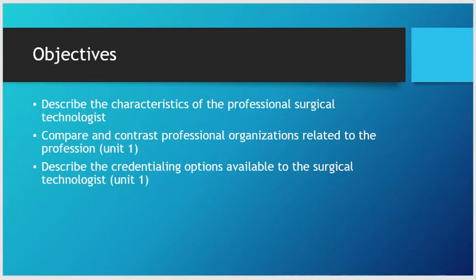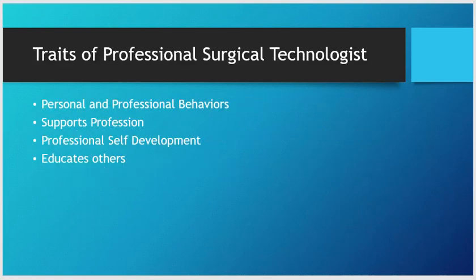The objectives for professional management in our curriculum are listed here on this slide. This week we're going to describe the characteristics of the professional surgical technologist. We fulfilled the remaining 2 objectives in early units, so we won't be spending time on them now. This slide lists some traits of a professional surgical technologist. In the following slides, we'll discuss each of these a bit more.